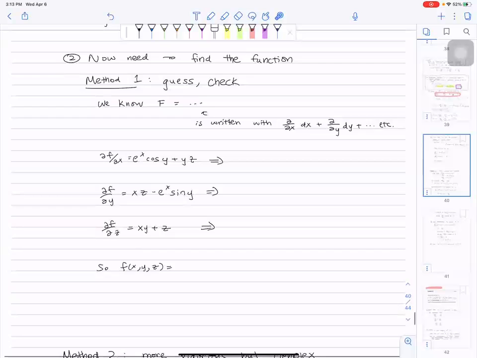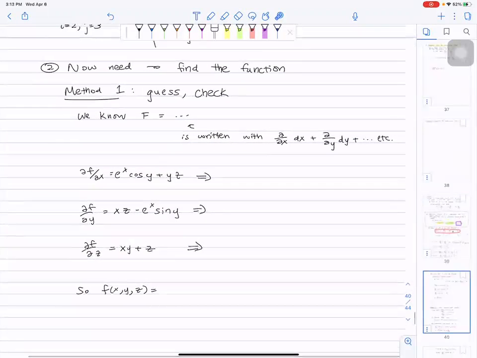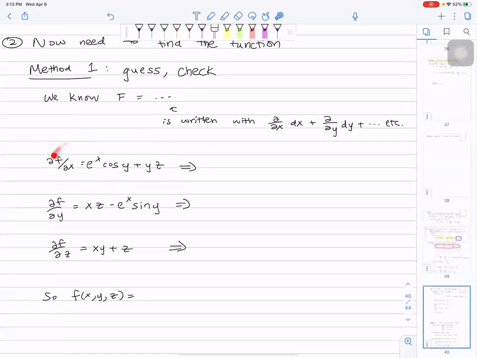First method is to guess and check. When we did the component test, we already found these partials: the partial of f with respect to x, with respect to y, with respect to z. Now we need to find an actual f so that if we took the partials, we get these 3 things. This first partial, let's take the integral with respect to x. So we're going backwards. We get e to the x cosine y plus the integral of yz with respect to x, that's xyz, plus some other term with y's and z's in it.